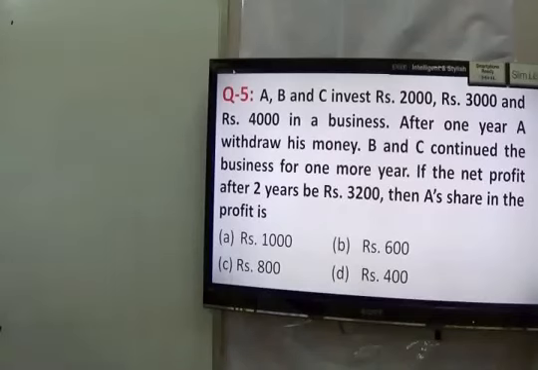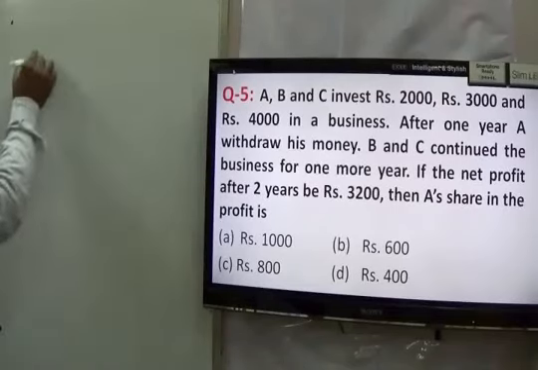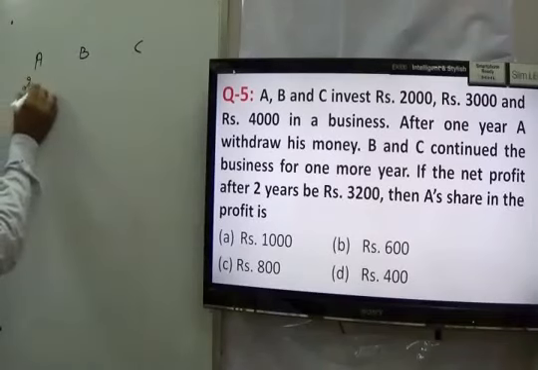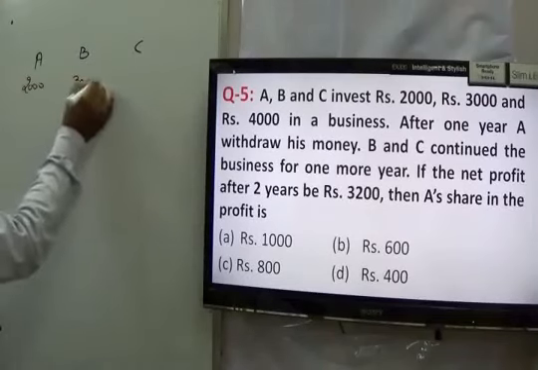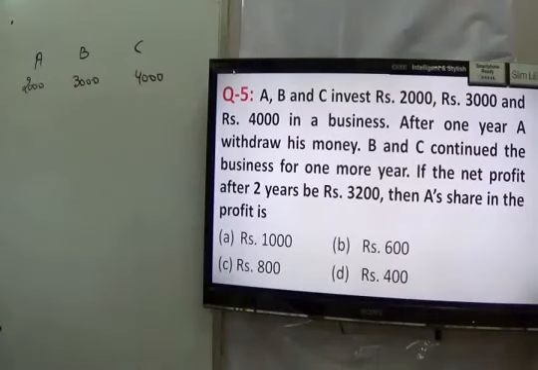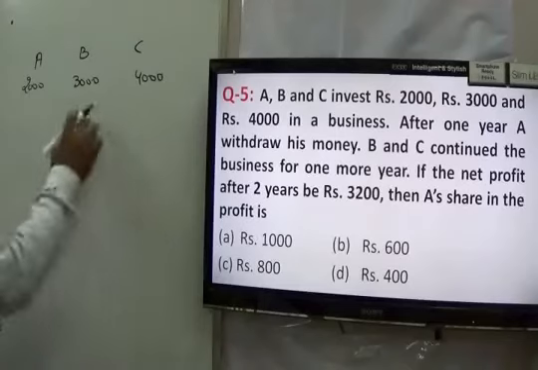When we look at the problem, it says there are three partners A, B, C. They invest in the business: A 2,000, B 3,000 and C 4,000. After 1 year, A withdraws his money. This means A was in the business for 1 year, and B and C continued the business for 1 more year, so B and C were in the business for 2 years.